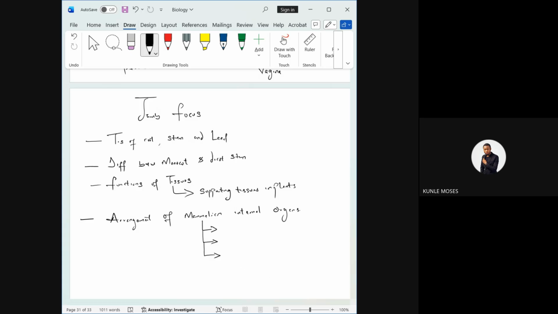So let's go to question and answer session. Are we on the same page? Stephanie, what happened? This function of the reproductive organs, is it for both male and female?